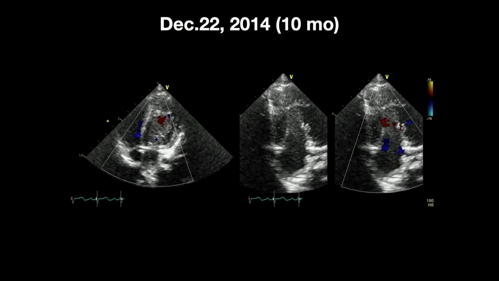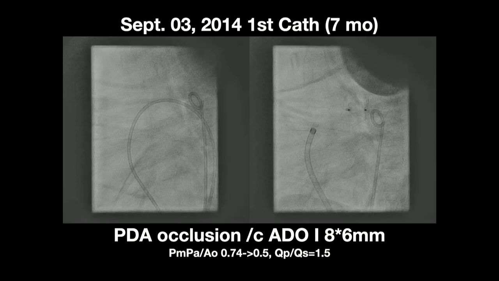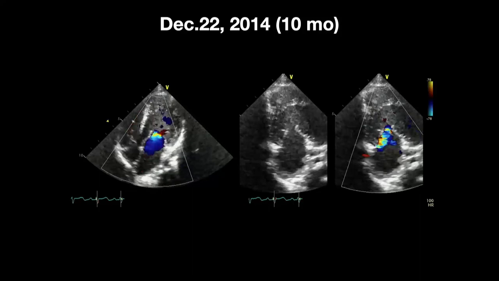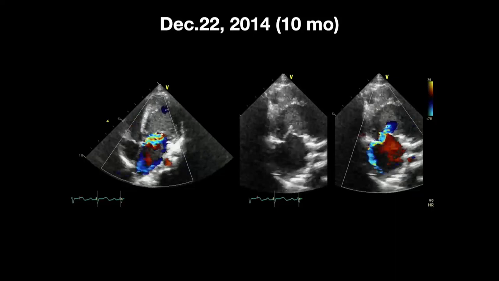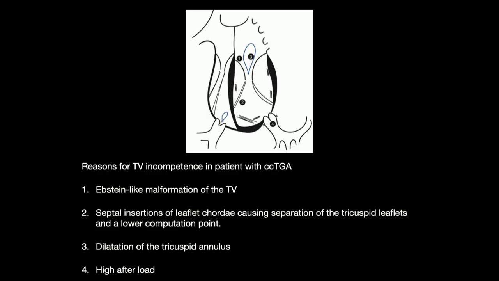So I think there were some complications. The PDA was closed at 7 months, and this is the echo after 3 months. And as you can see, the TR has increased because you can see the septal configuration has shifted. These are some of the reasons why there is aggravated TR. And so we decided to perform a PA banding at 10 months after seeing that the TR has increased.